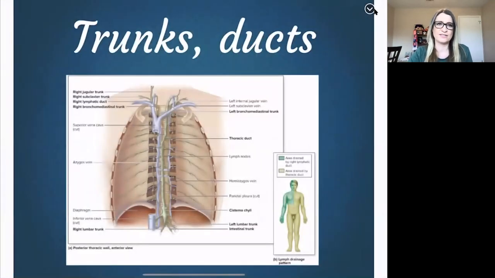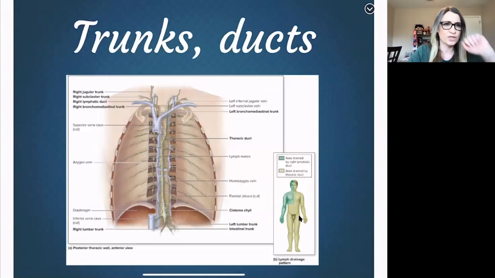So on here, you can see some of those trunks, and also the ducts are shown here. So you can see where the ducts are going to empty into the blood. They're emptying where the subclavian and jugular vein are meeting. So that's also a place where the ducts are going to be emptying.